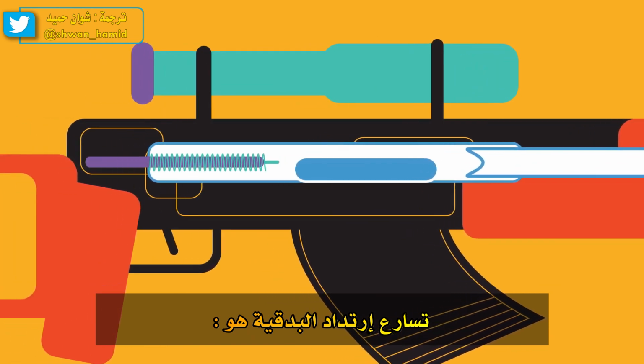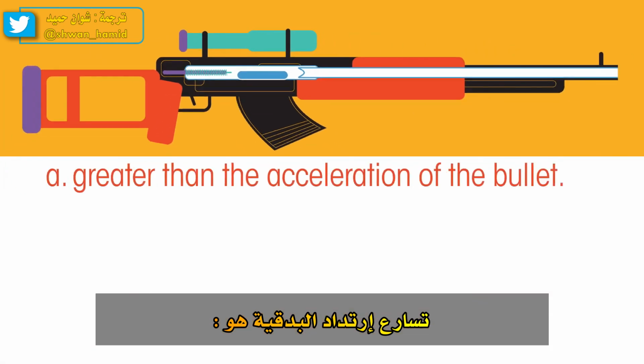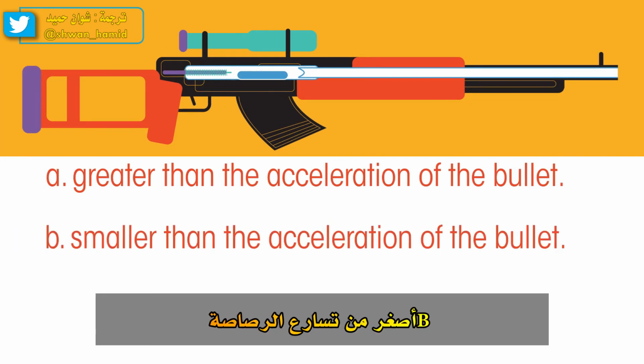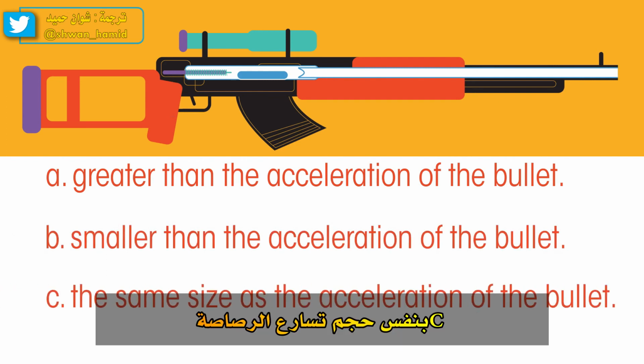The acceleration of the recoiling rifle is: A, greater than the acceleration of the bullet; B, smaller than the acceleration of the bullet; or C, the same size as the acceleration of the bullet. Pause the video while you work it out.